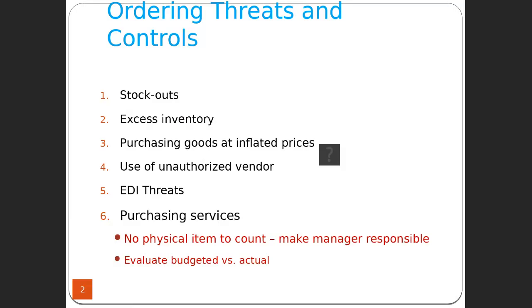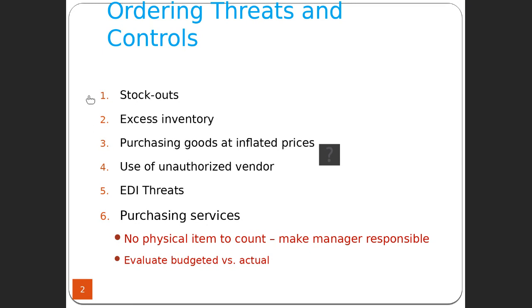The next few slides are about threats and controls in the different steps, different activities in the expenditure cycle. So the first activity in the expenditure cycle is ordering, then we have receiving, and then we have paying. So the first one is ordering. The threats that we can face in the ordering step include the first and the second. We'll discuss them together. Stockouts and excess inventory.